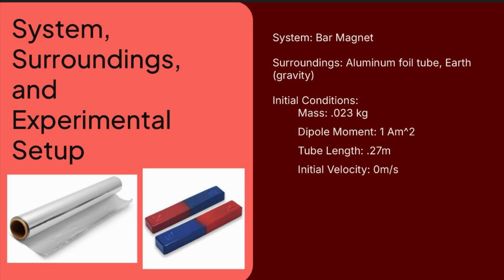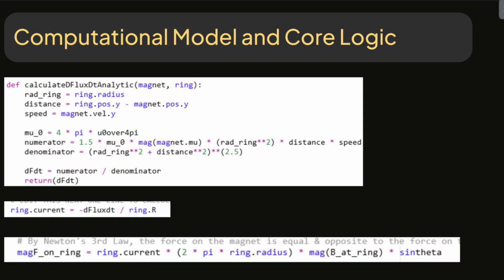In the real-world experiment, we record the magnet dropping vertically through the tube using a smartphone camera. By scrubbing through the video timeline, we can precisely subtract the entrance timestamp from the exit timestamp to find the average real-world time. Next, we look at how this was modeled computationally using Web VPython.